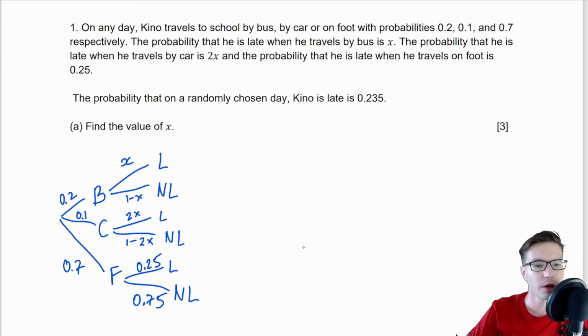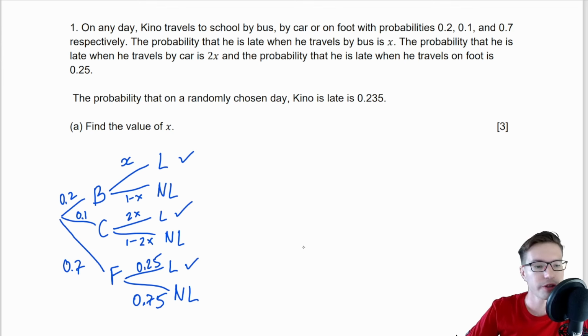Now we're given that on any randomly chosen day, the guy is late with the probability 0.235. So that can happen in three scenarios. So first, he can go by bus and be late. Second, he can go by car and be late. And third, he can go by foot and be late again.